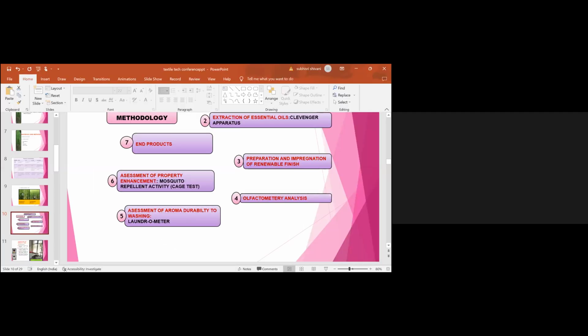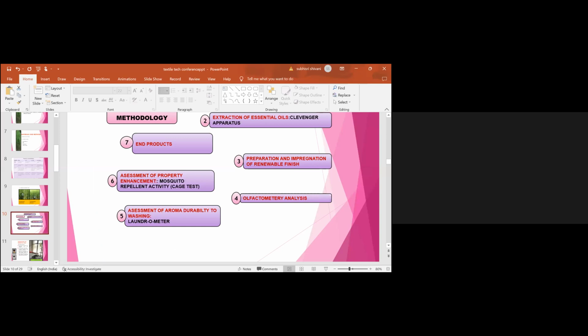Firstly, the preparation of fabrics was done, then extraction of essential oil was done, then preparation of finish and impregnation of fabrics, then olfactometry analysis was done, then assessment of washability was done, then mosquito repellent property was checked, and it was applied on end products.